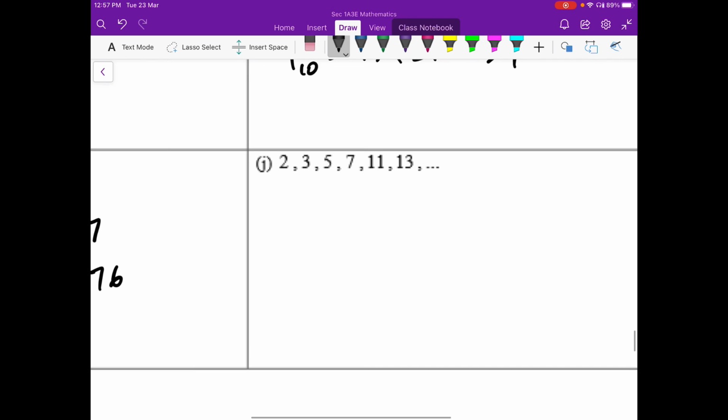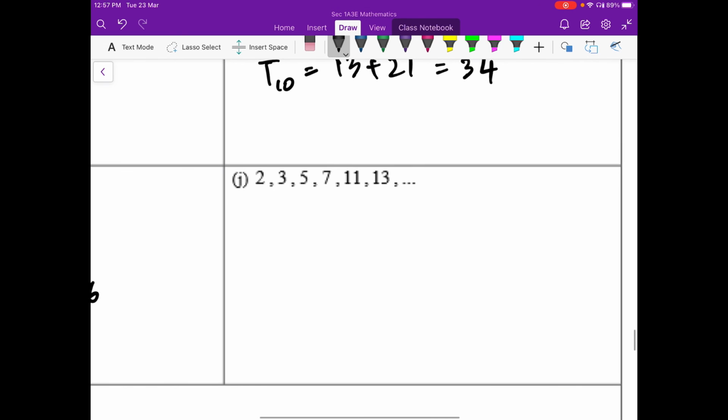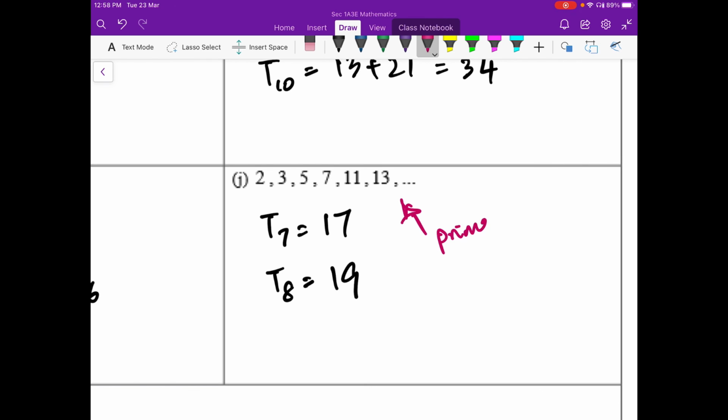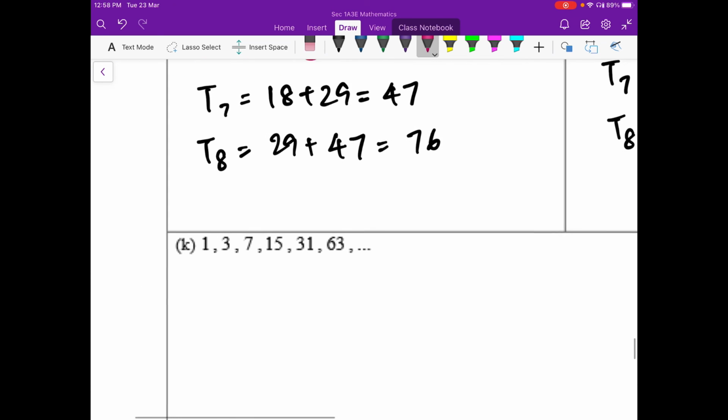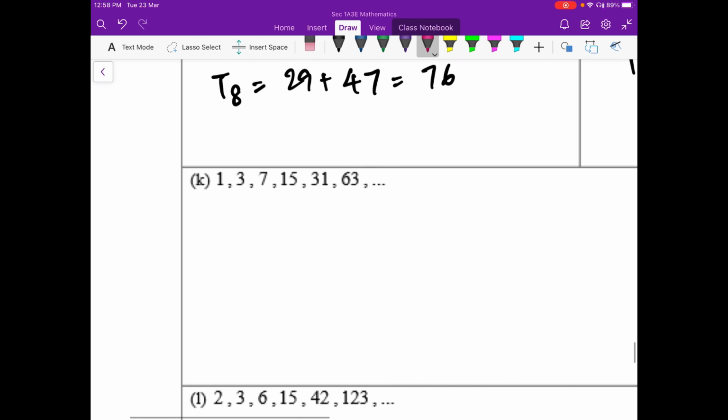Part J. What about this? Okay, yes, these are prime numbers. 1, 2, 3, 4, 5, 6. Term number 7. The next prime number is 14, 15, 16, 17, 18, 19. All these are prime numbers. Okay, what's next?